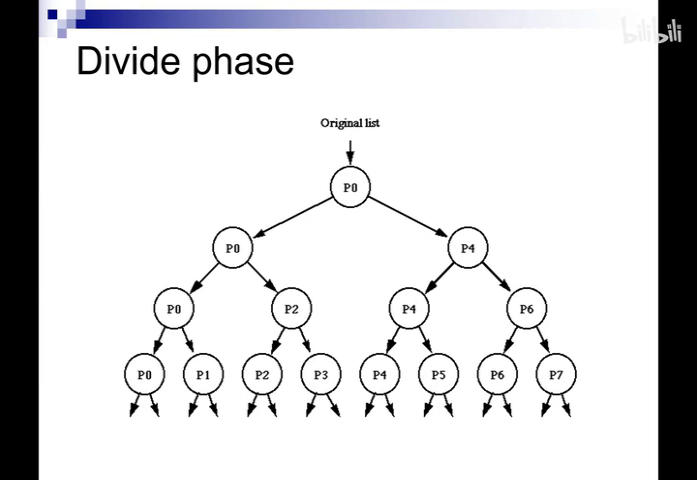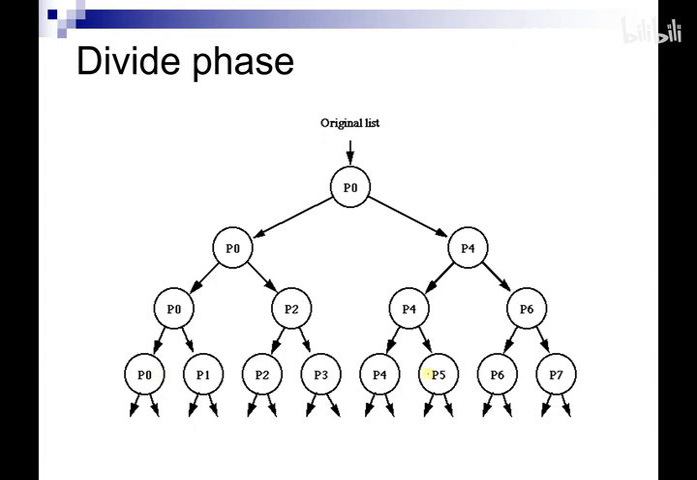And notice that the division phase can also be done in parallel, as I was saying. Because once you've divided the data between P0 and P4, then P0 needs to further subdivide its data. It doesn't need to interact with P4. It can just do this by itself. P0 can act independently of P4, and P4 doesn't need to interact with P0. So the next layer of division can be happening in parallel. So all the division is happening in parallel.